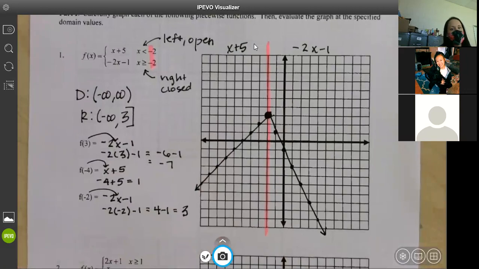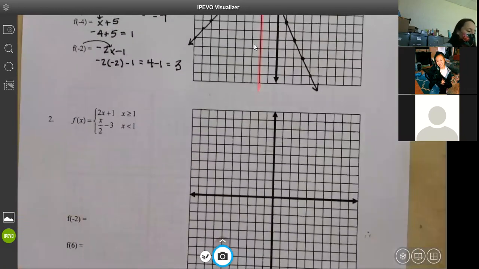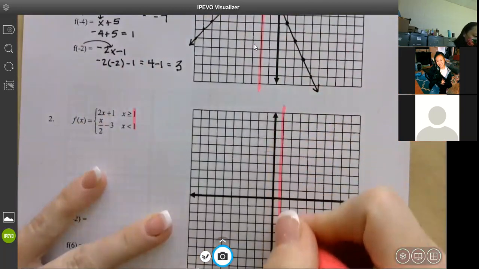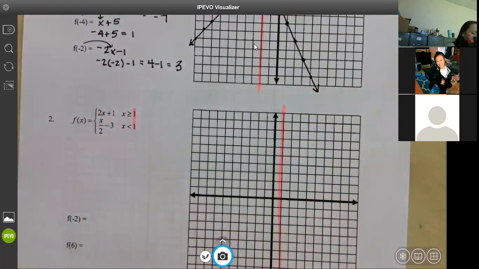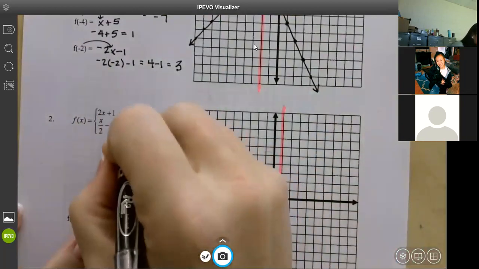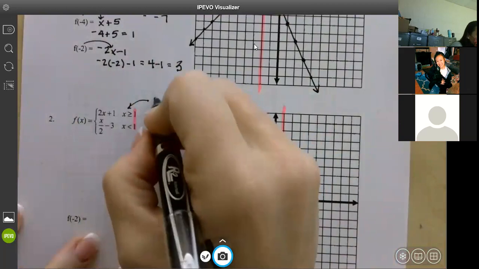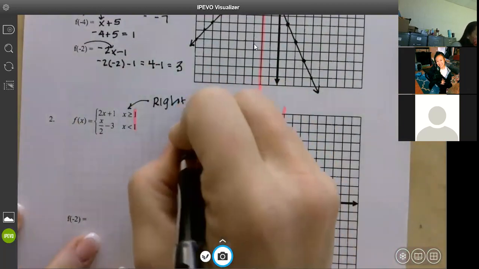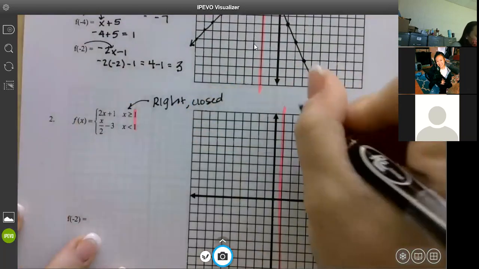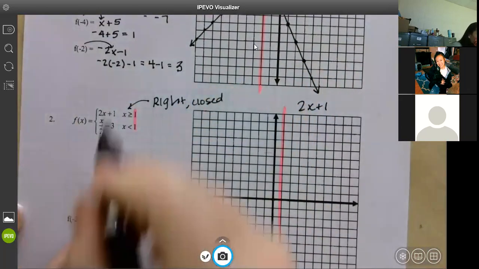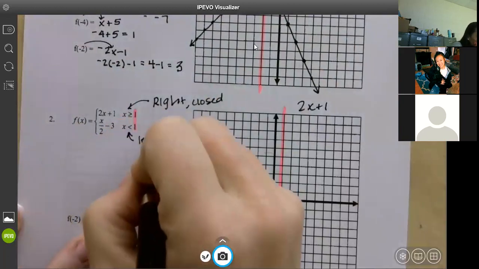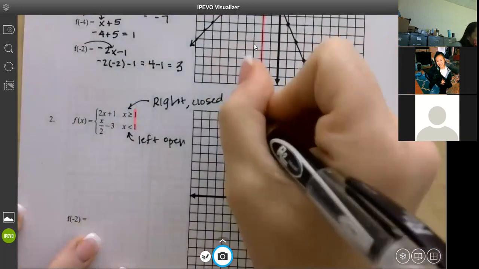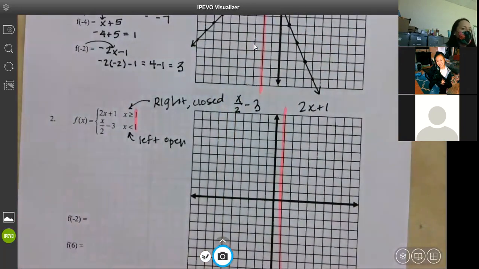All right, your next one. We have a boundary at 1. Be careful, this one is actually the right side because it's bigger, so greater than is to the right, it's pointing to the right, and it's closed. So on this side, we're doing 2x plus 1. This one is left and open. So we're doing x over 2 minus 3.